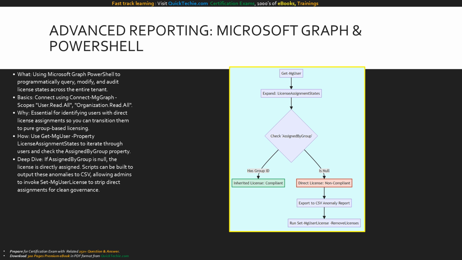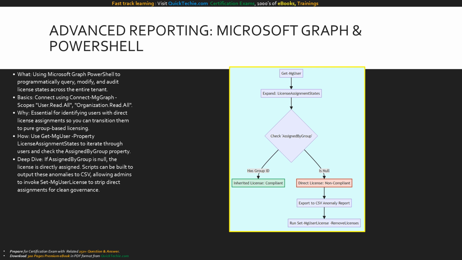You connect to Graph and run Get-MgUser, specifically expanding the licenseAssignmentStates property. Inside that property is a flag called AssignedByGroup. If that flag is populated with a group ID, the user is properly inheriting their license. But if that flag is null, you have found a direct assignment. You can script this logic to iterate through 100,000 users, dump all the direct assignments to a CSV, and then programmatically invoke Set-MgUserLicense to strip those direct assignments away. By mastering Graph PowerShell, you ensure your licensing architecture remains pristine, compliant, and deeply automated.